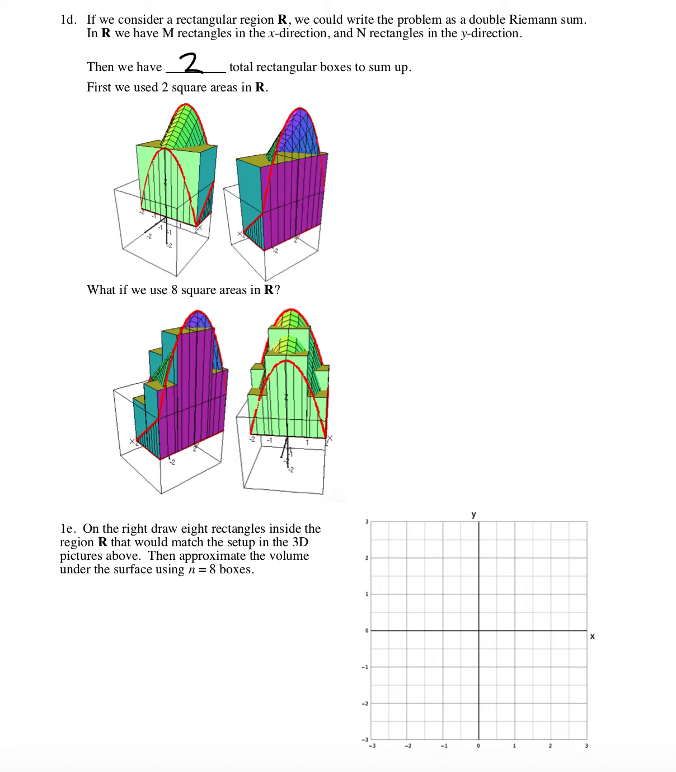But what if we use 8? On the right, draw 8 rectangles inside the region R that would match up with the picture. We still want to go from x equals -2 to x equals 2. And we have to go from y equals 0 to y equals 2. But they want 8 boxes this time. So let's divide it this way.